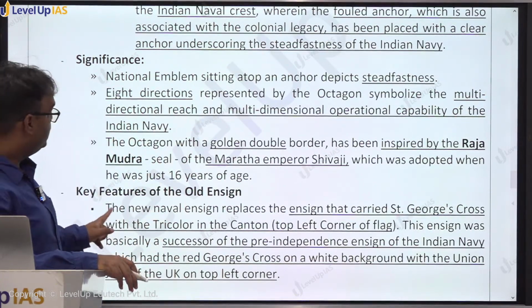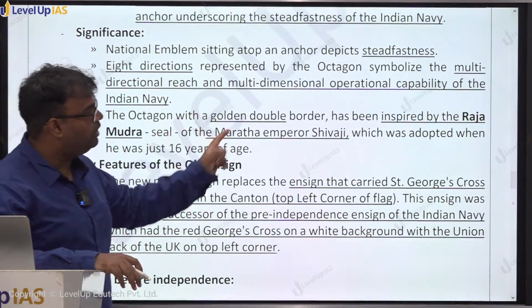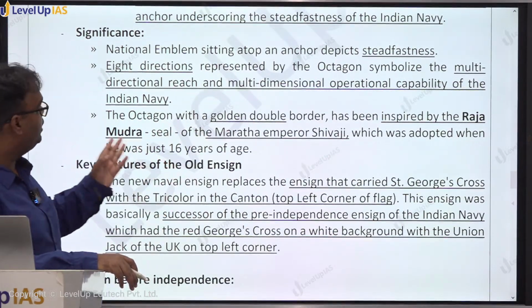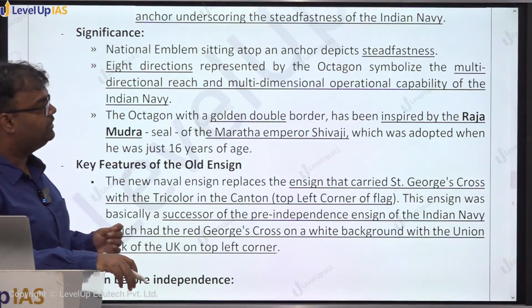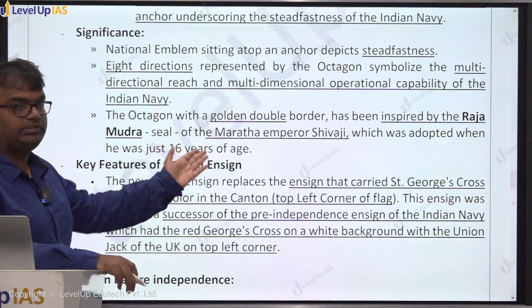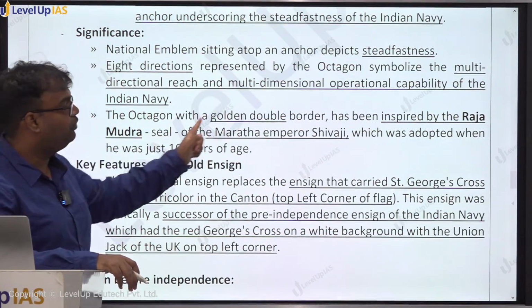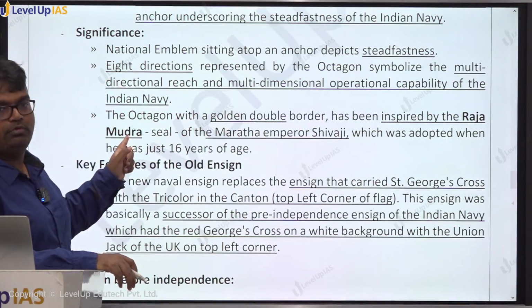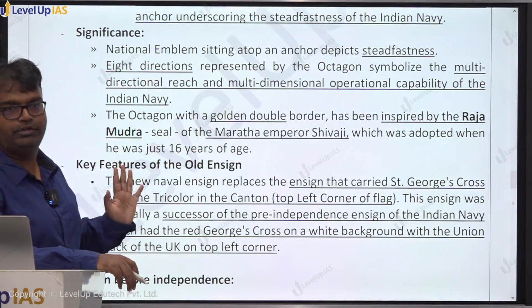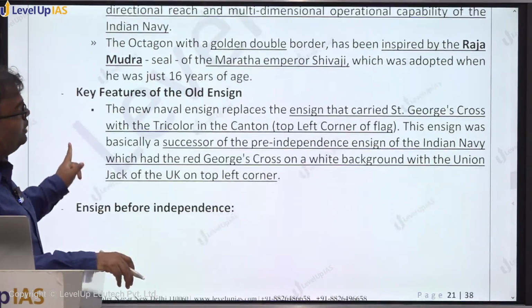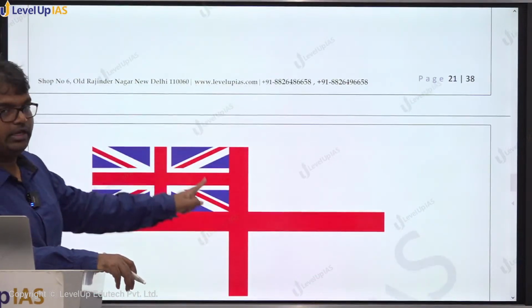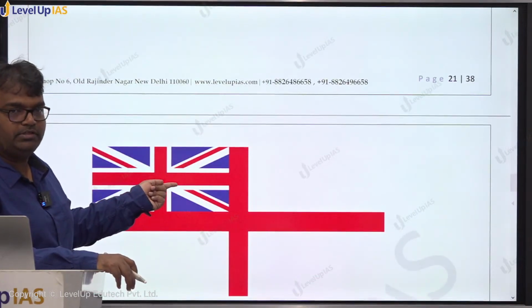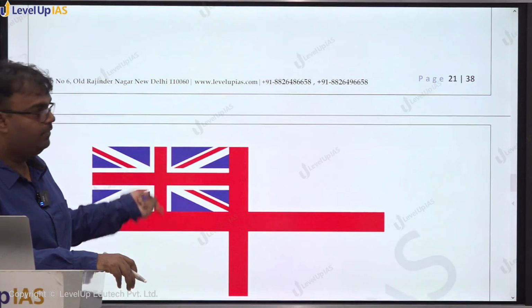Indian Navy. Then the octagon with a golden double border has been inspired by the Rajamudra seal of the Maratha Emperor Shivaji, which was adopted when he was just 16 years of age. Old insignia पे जाएंगे, ensign पे जाएंगे, तो this was our old ensign. Independence के बाद we replaced this with Indian flag, right?